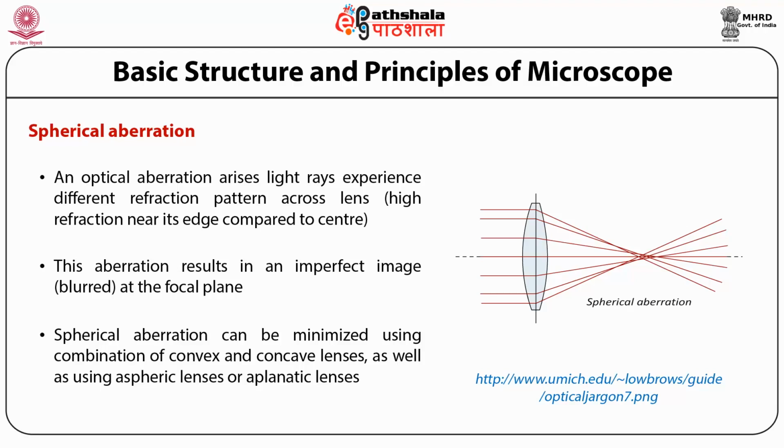These aberrations can be removed if we use convex and concave lenses in combination, or if we use a spherical lens or a plan lens that can minimize this. Essentially, what they do is manipulate the refractive index, thereby bringing the rays coming from the edge or from the center and merging them into a single focal plane, creating a sharp image.